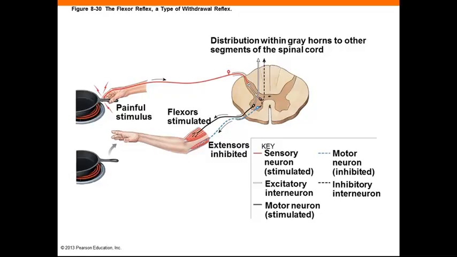So this picture demonstrates a flexor reflex, which is a type of withdrawal reflex. Notice that the biceps brachii is flexed here upon the painful stimulus, and the triceps brachii are going to be experiencing reciprocal inhibition.